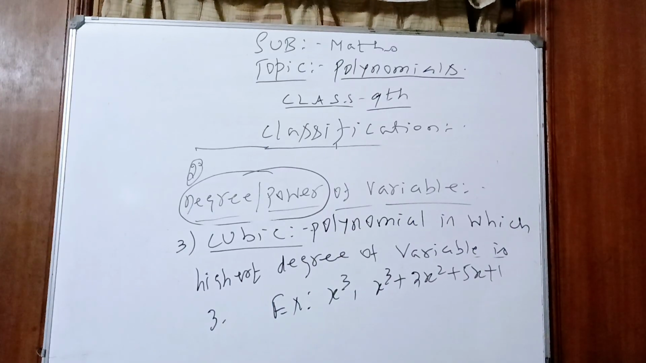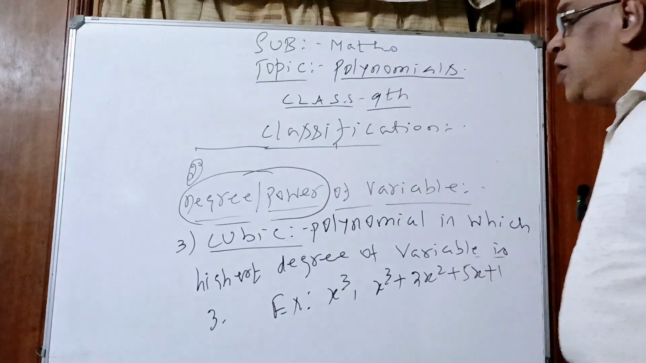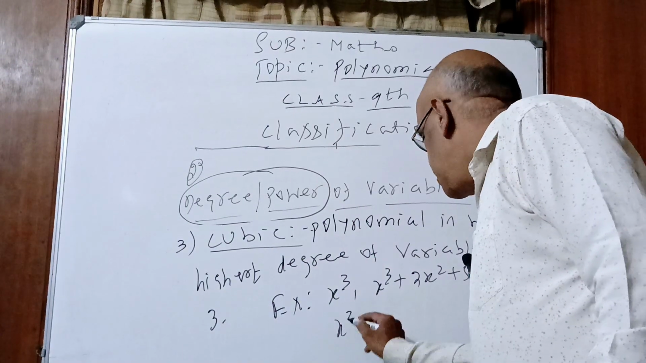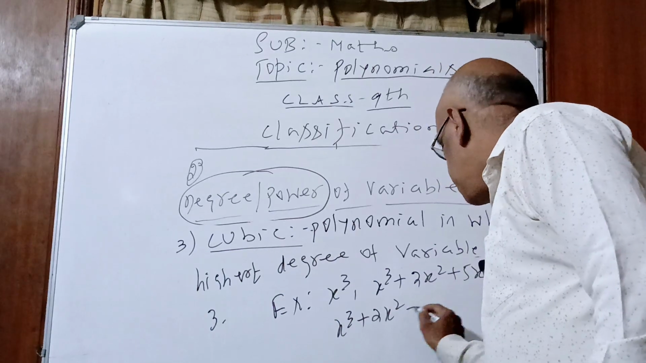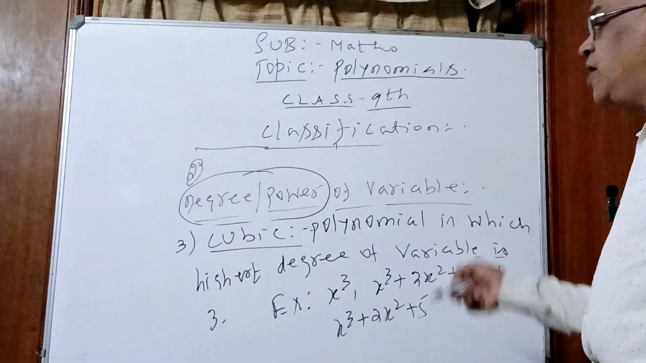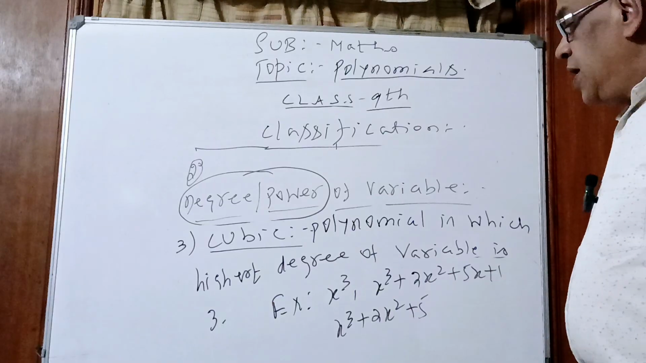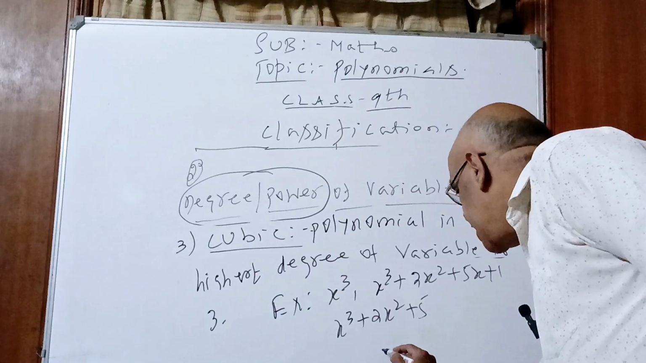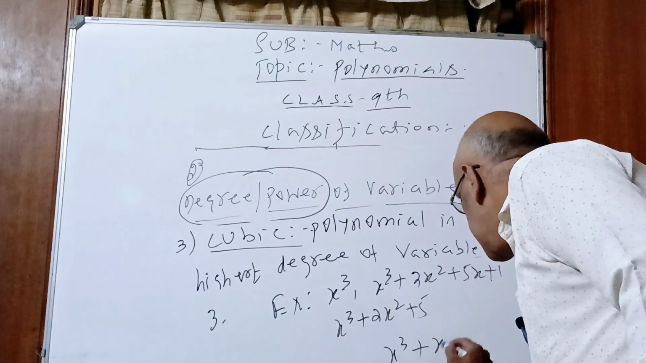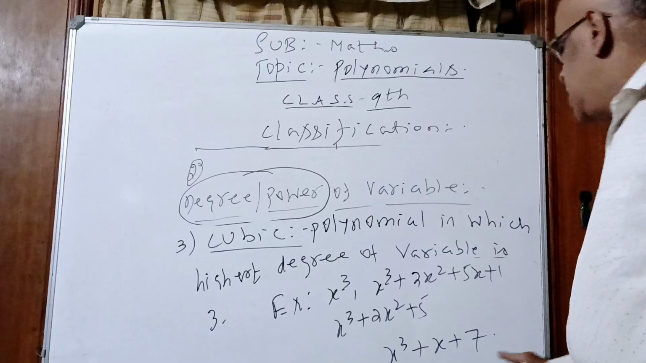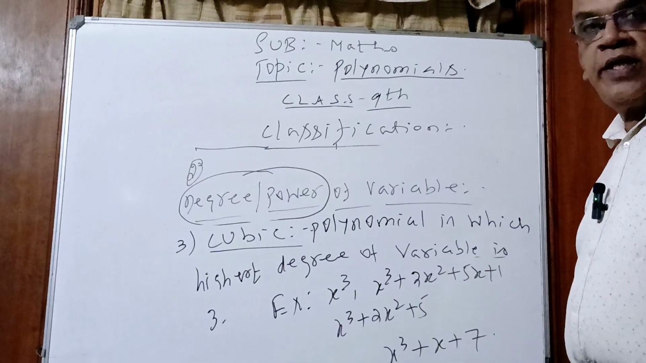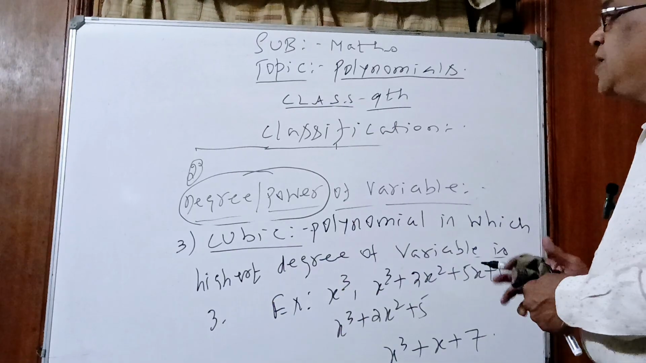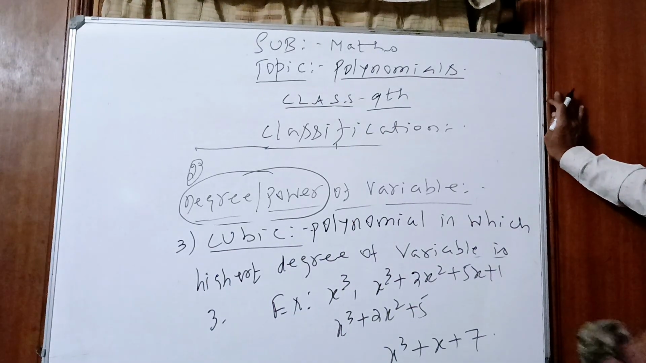Identify the degree of the polynomials, or what type of polynomials based on terms. Then x cube plus 2x square plus 5. Only 3 terms, trinomial based on terms. Again and again I am reminding. But based on degree, cubic polynomial. Take, children, x cube plus x plus 7. Degree 3 is there, degree 2 is missing, degree 1 is there. Yes or no, children?